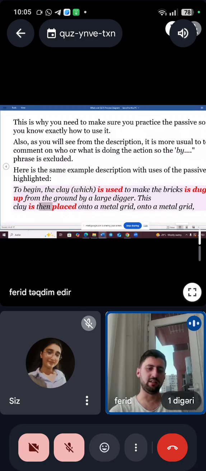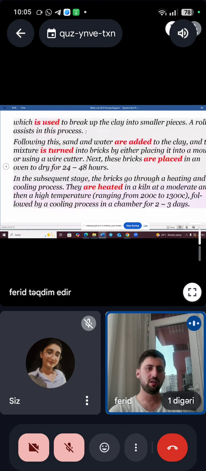This clay is then placed onto a metal grid, which is used to break.